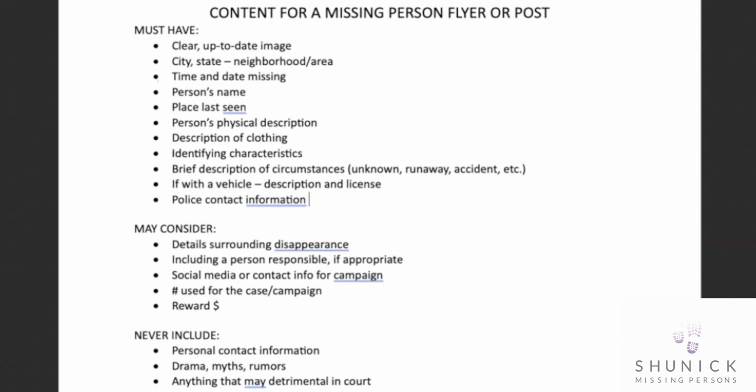What we may consider putting are more in depth details surrounding the disappearance, like if you believe they were traveling with someone, if you do believe it might be an abduction, something like that. Social media contact information, number used for the case, or hashtag used for the campaign, and if you're offering any reward money. Reward money is often donated by the community. So if you're offering that, put that on there.